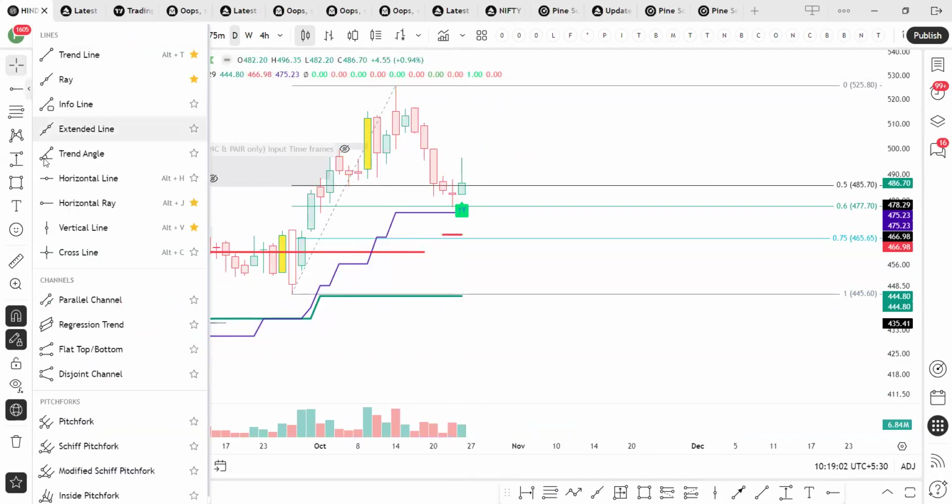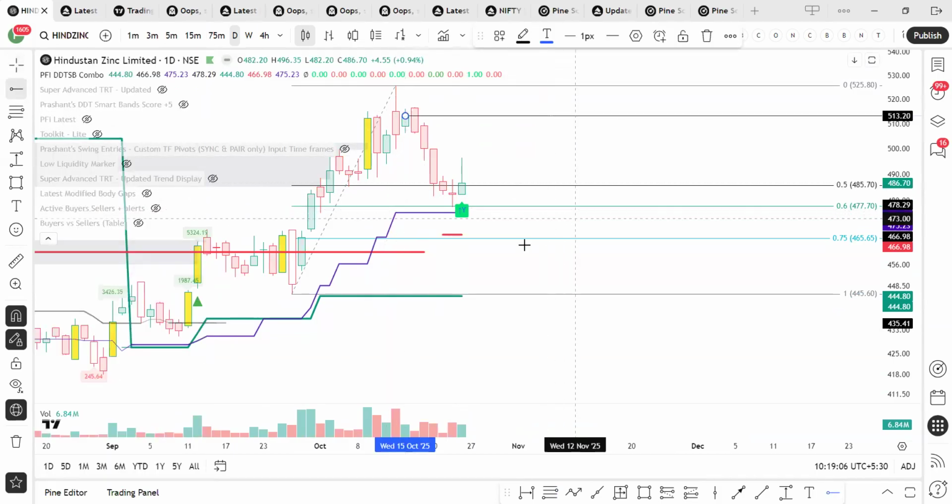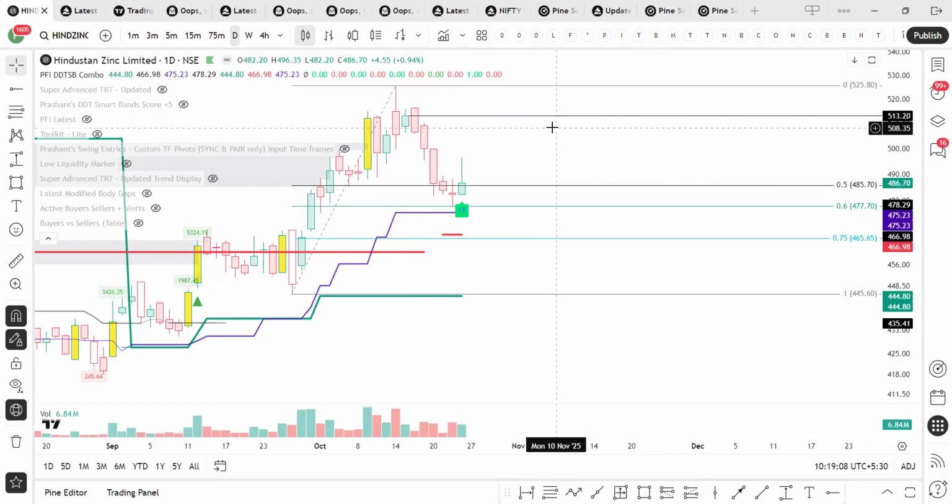This is the highest close, and we may expect prices to go up to that at least. There is some selling pressure here, therefore there is a wick. It may again come down and then it may go up.